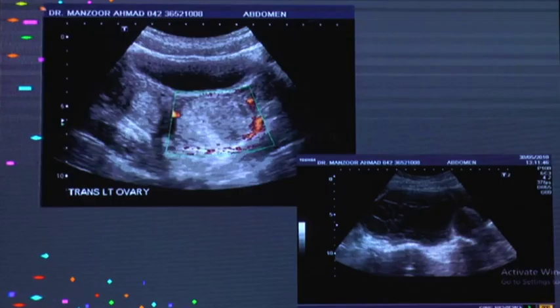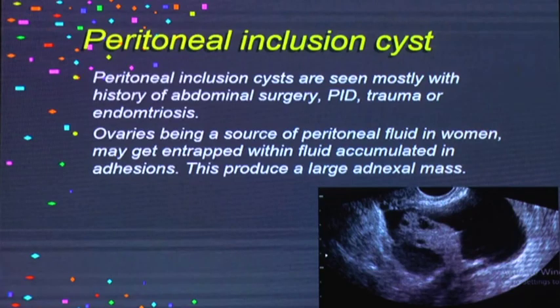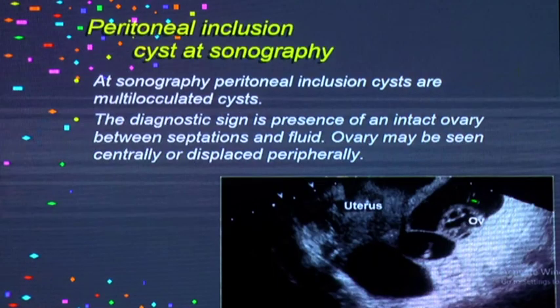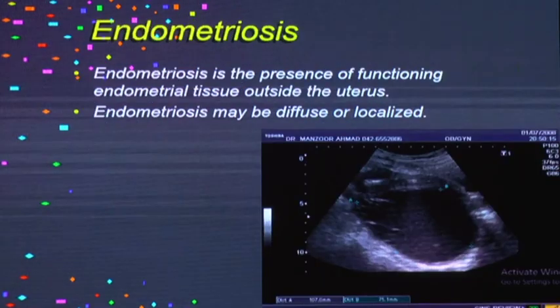Acute bleed is echogenic, and as the clot dissolves, there are fibrinous echoes inside. Peritoneal inclusion cysts are seen mostly with a history of abdominal surgery, PID, trauma, or endometriosis. Ovaries being a source of peritoneal fluid in women, the fluid may get entrapped within adhesions. At ultrasound we see the ovaries displaced to one side or the other, and we see multiple adhesions, and these are the peritoneal inclusion cysts.